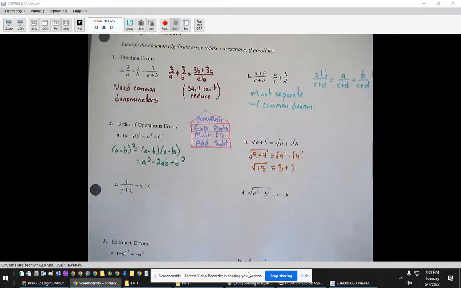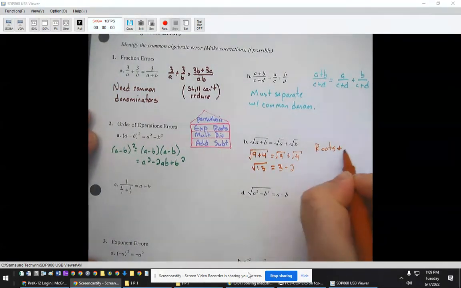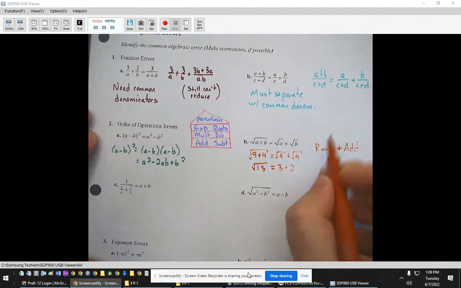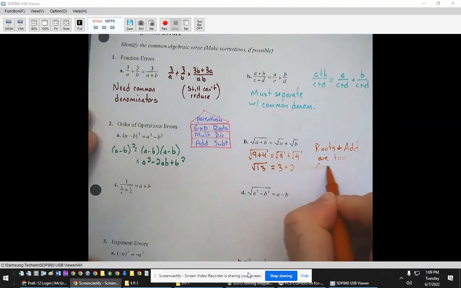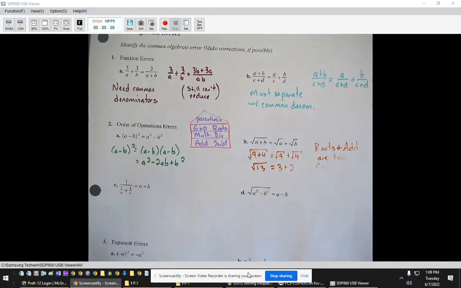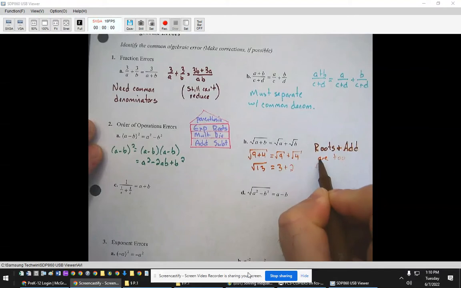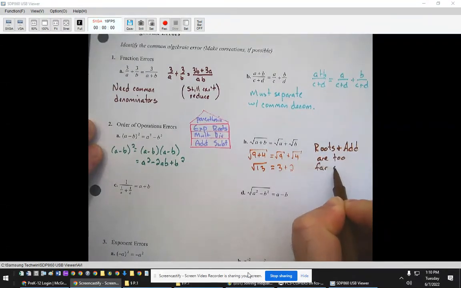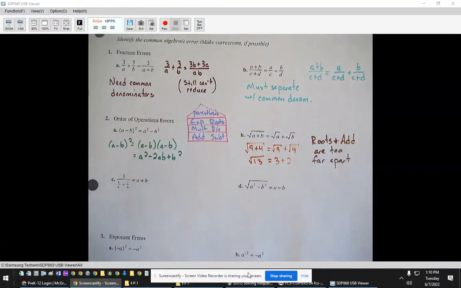I wish it did. And the reason it doesn't is because roots and addition are too far apart in the order of operations.